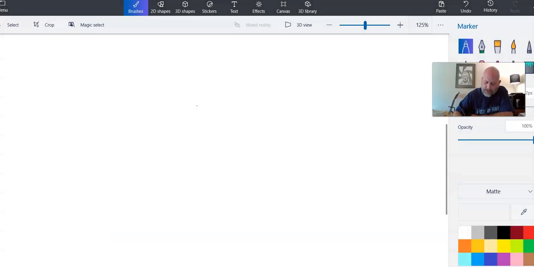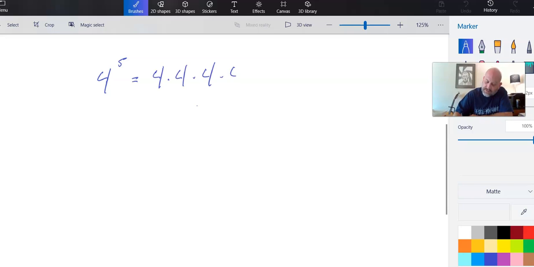Okay, so the first rule we're going to look at isn't really a rule unto itself. It's really more the definition, and all of those other rules that we get are going to be basically consequences of this definition. So, when we look at a problem, let's say I have 4 to the 5th power. That would be 4 times 4 times 4 times 4 times 4, and we have it there 5 times because the exponent is 5.